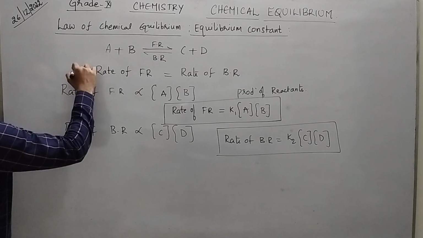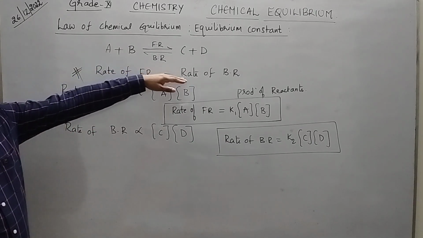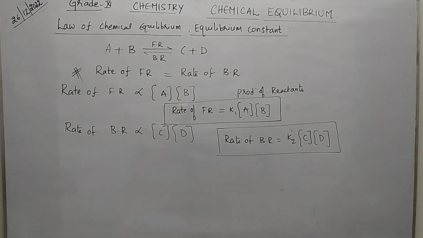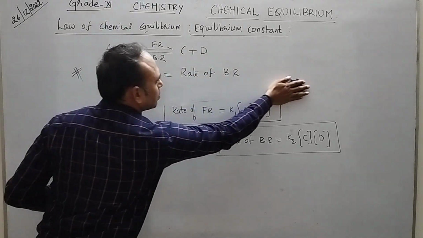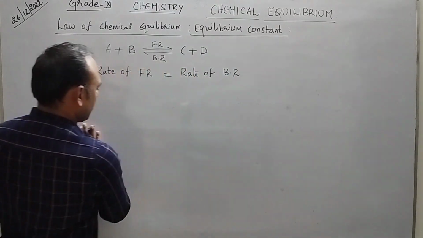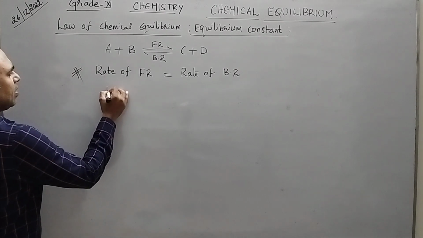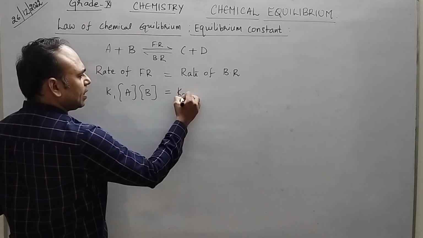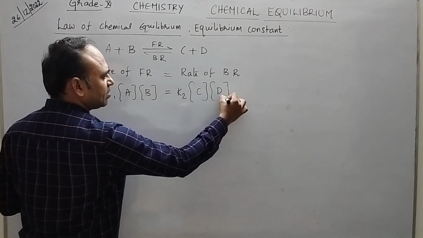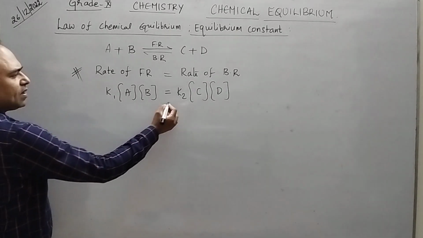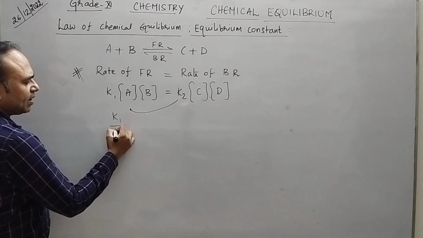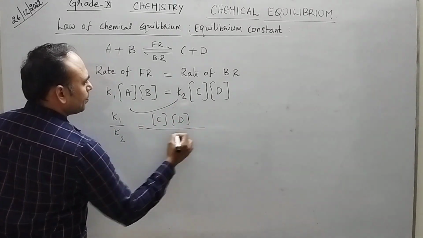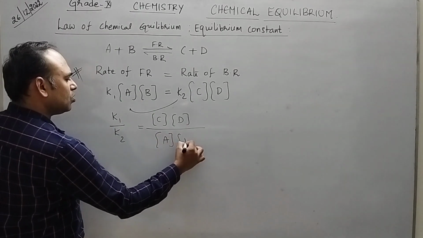Now we know this very important thing, that the rate of forward reaction is equal to the rate of backward reaction. So let us equate these two. If you equate, what do we get? K1 into concentration of A into concentration of B is equal to K2 into concentration of C into concentration of D. Now let us take K2 to the other side, we get K1 by K2 equals concentration of C into D by concentration of A into B.